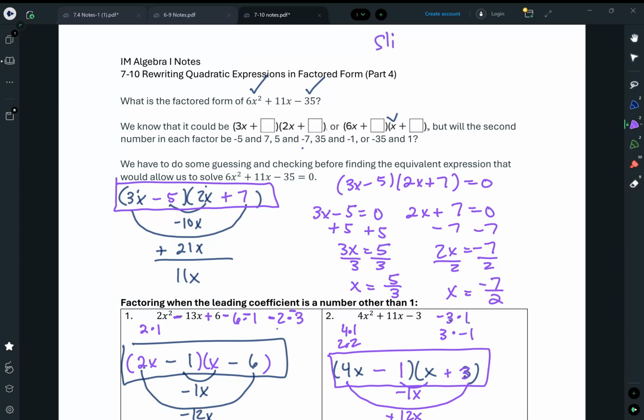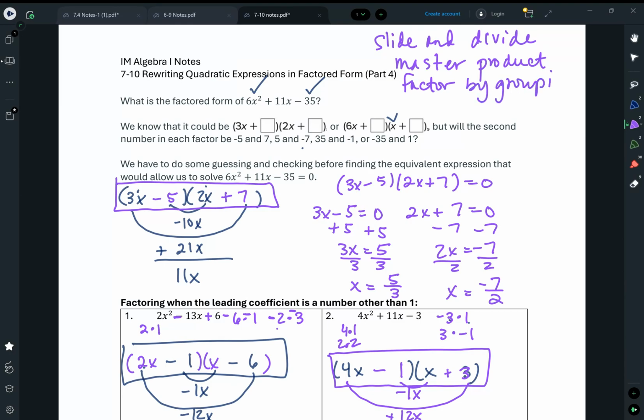Some other methods that work are slide and divide. I'm writing them down so you could research. There's one called master product. There's factor by grouping. There's the box method. Box method kind of goes with master product, but these are tried and true methods for factoring something that has a leading coefficient other than 1, is what we call it. So when we're multiplying that x squared by a number that's not 1, these are really going to help you with your factoring. So you could research these on your own.